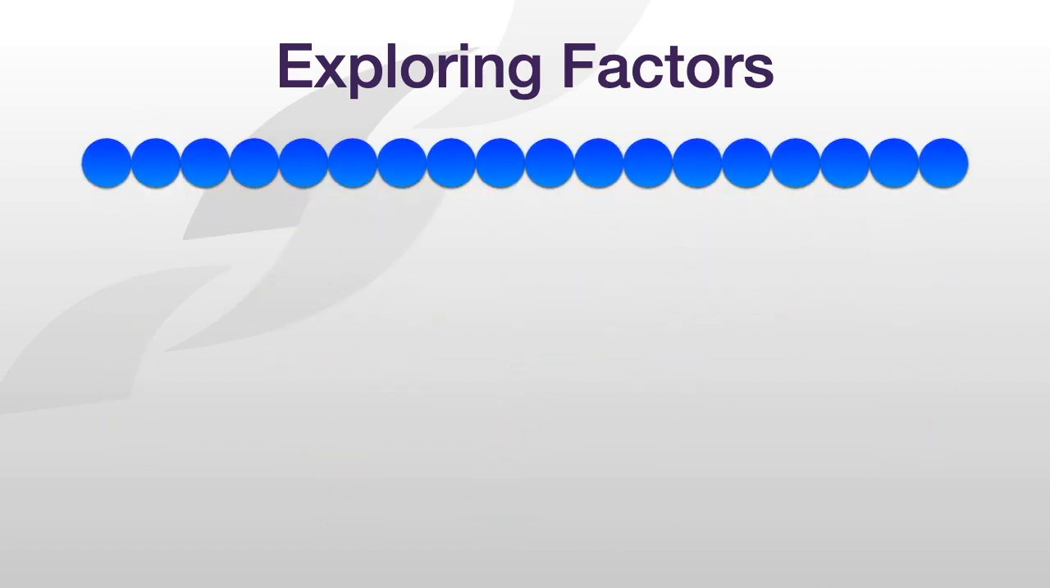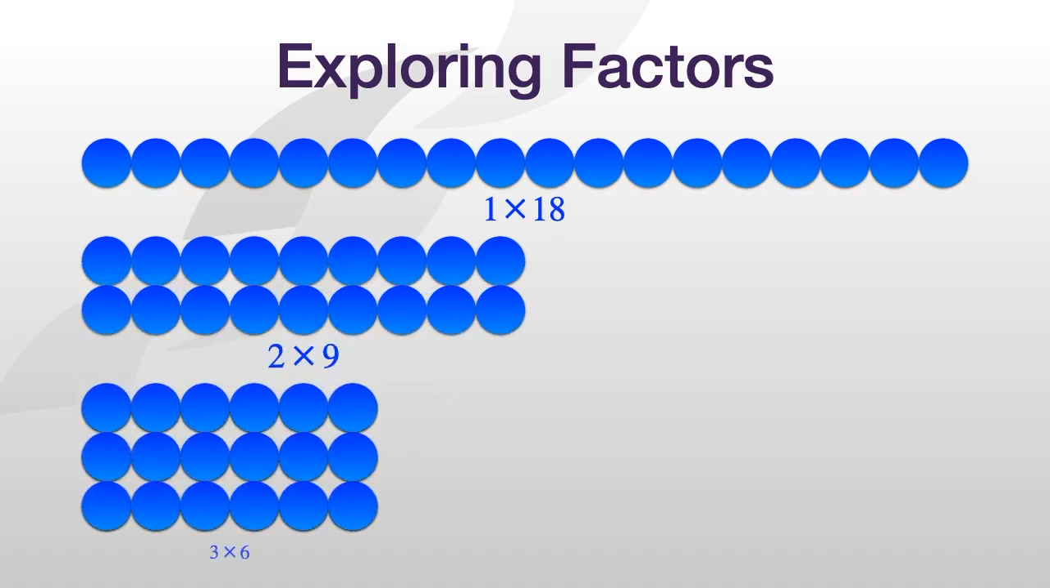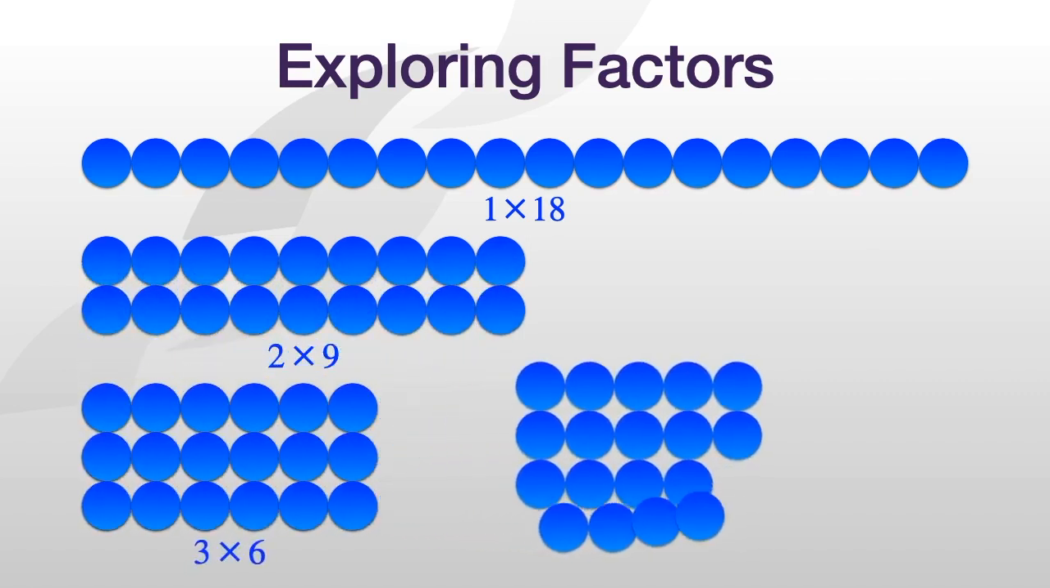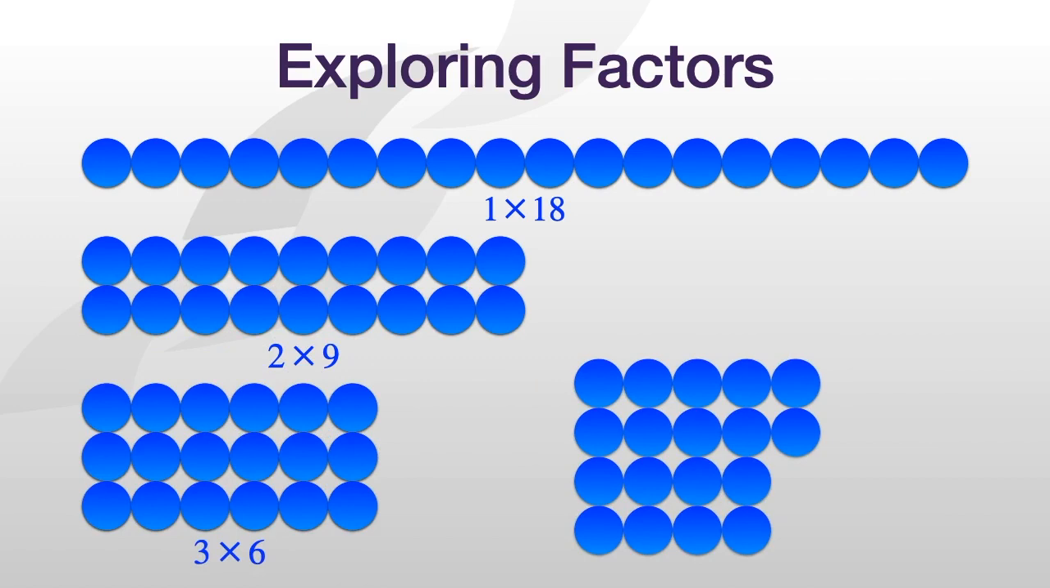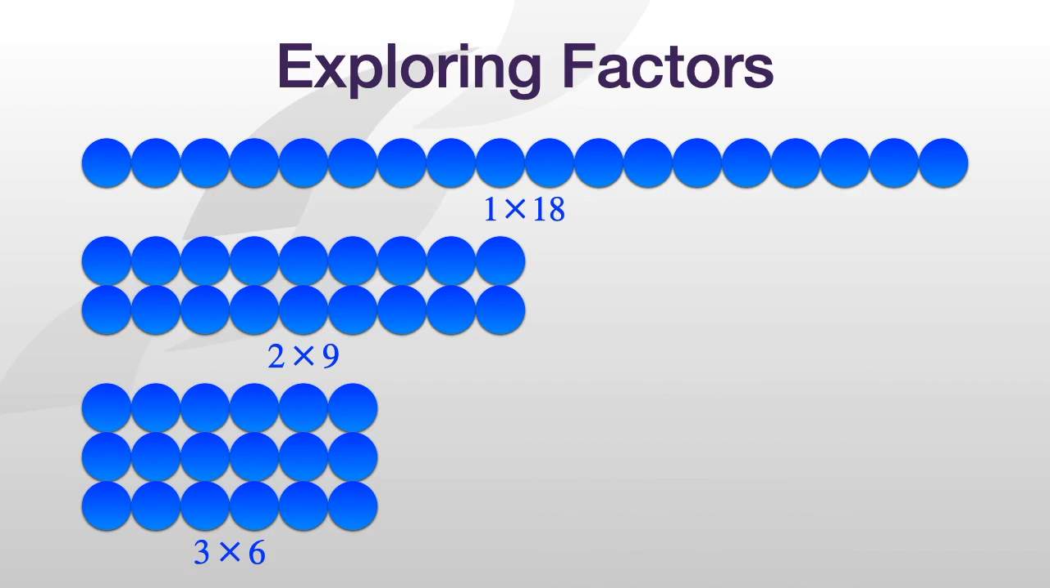This can be expressed as 1 times 18. Rearranging the circles into 2 rows creates a 2 by 9 array. 18 objects can also be arranged in 3 rows and 6 columns. You might have tried 4 rows, but 18 objects cannot be arranged in 4 equal rows. Attempting 5 rows also leaves a remainder. Still, it is possible to make more arrays.